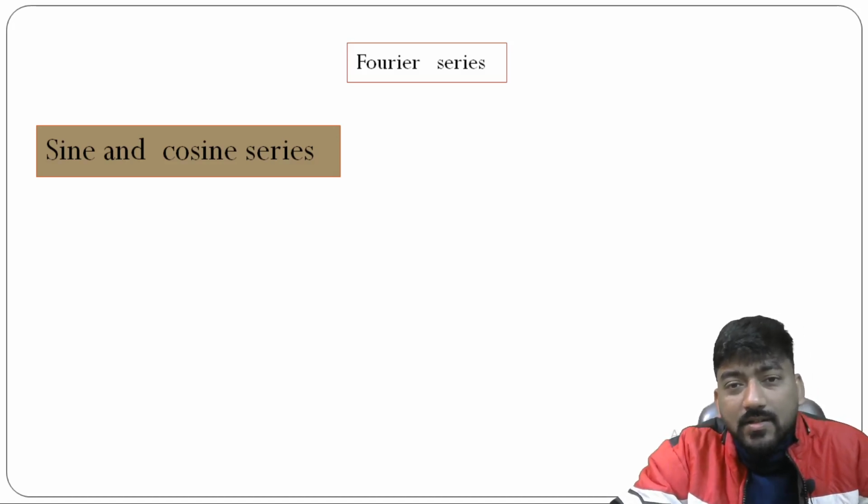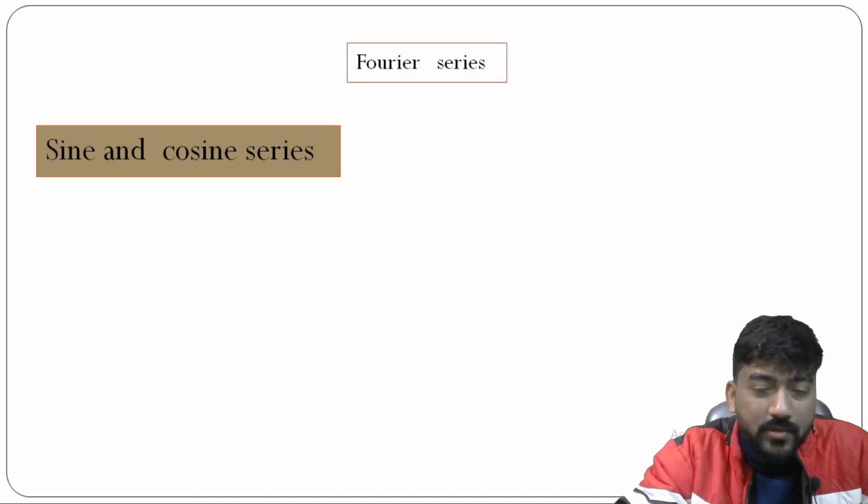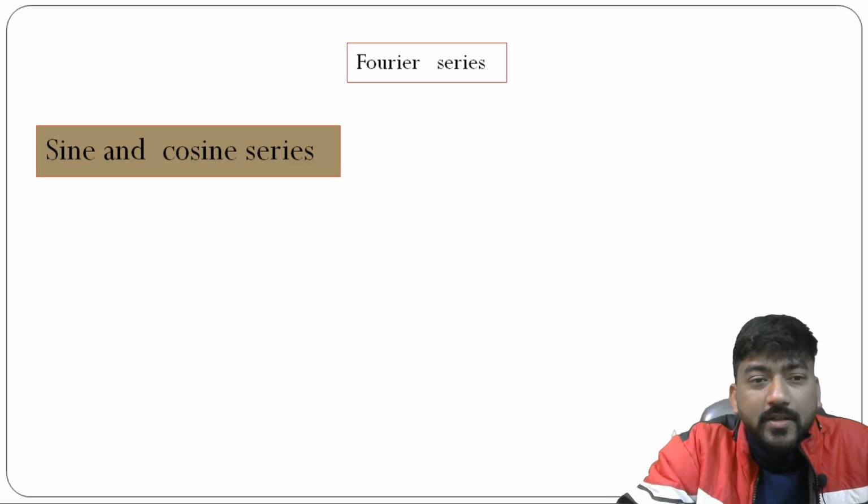So I have discussed in the last class in detail about even and odd functions, that is basically your 10 plus 2 level concept. So now let me discuss sine and cosine series, Fourier sine and cosine series.